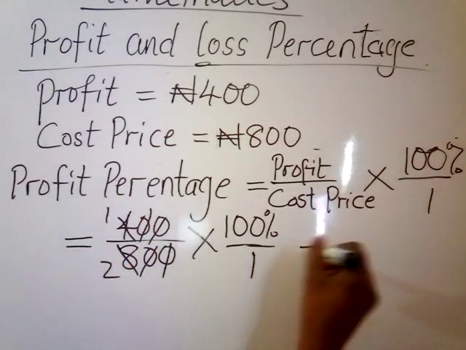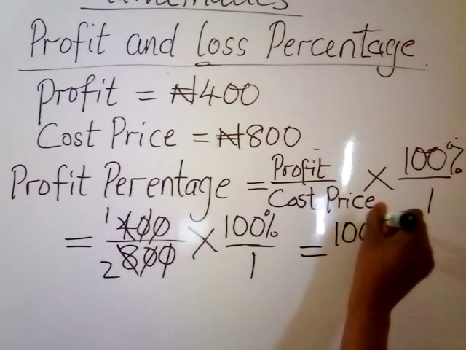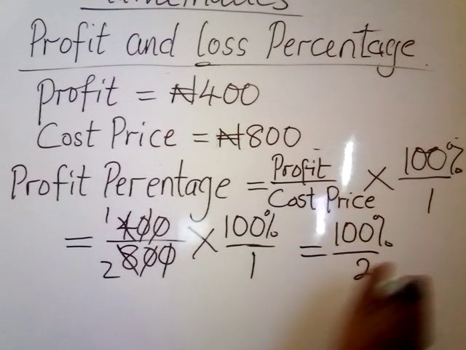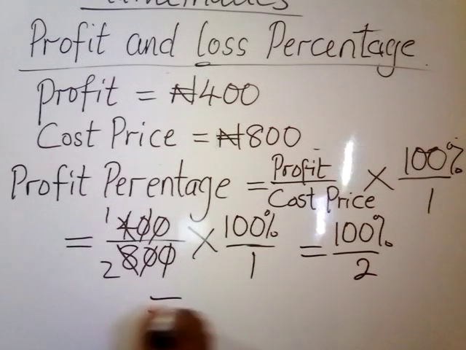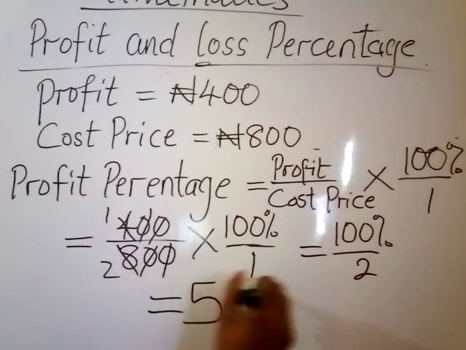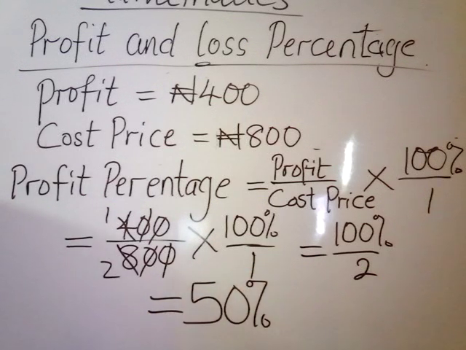Now what do we have left? We have 100% divided by 2, right? So 100 divided by 2 gives us 50. That means the percentage profit is 50%. It's 50%.